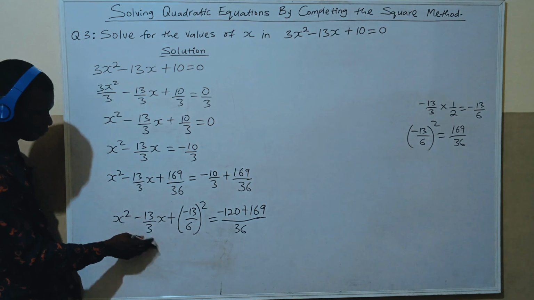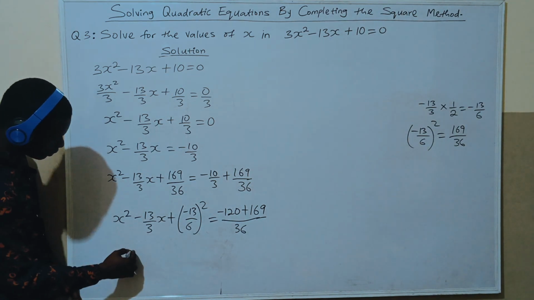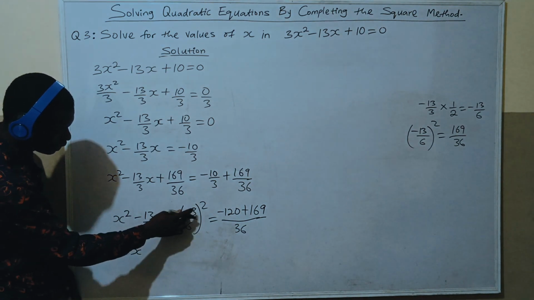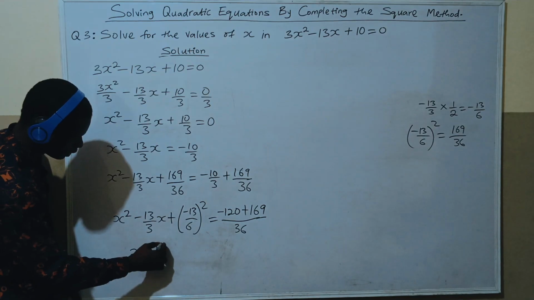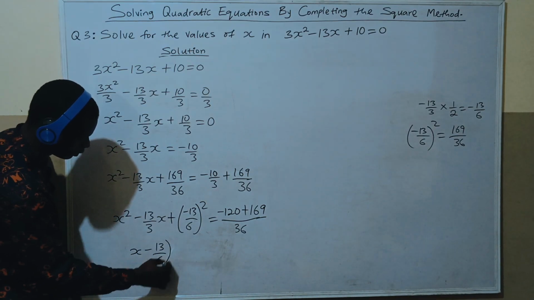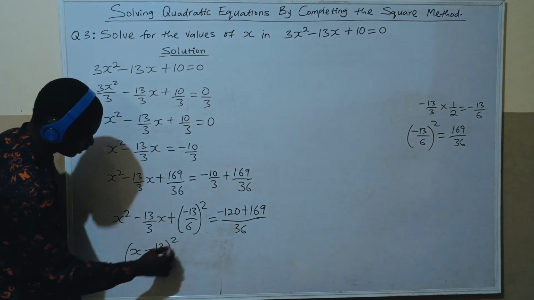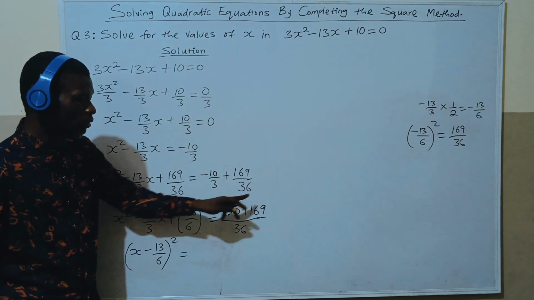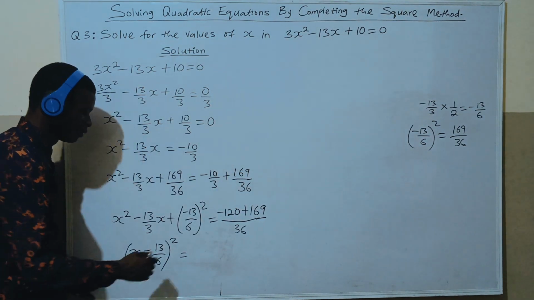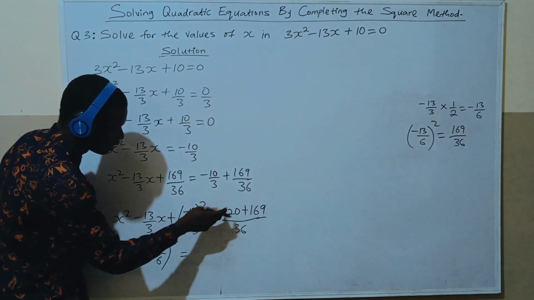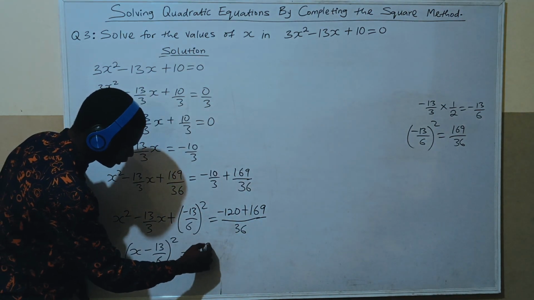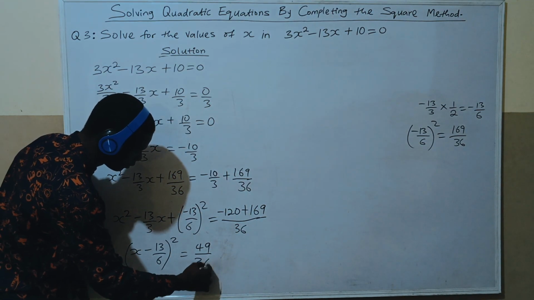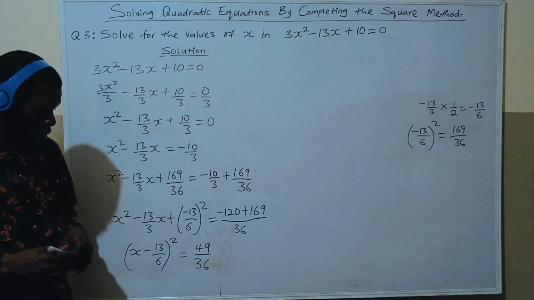Okay, so let's tidy this up. X squared will pick only x. Negative 13 over 6, we are going to pick only negative 13 over 6. And these two will be bracketed and be squared. And that's going to be equal to minus 120 plus 169. Of course, that's going to give us 169 minus 120, which will be 49 over 36. Okay, so what's the next thing to do?